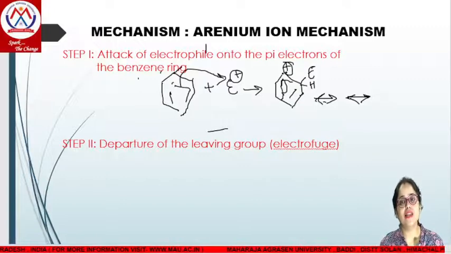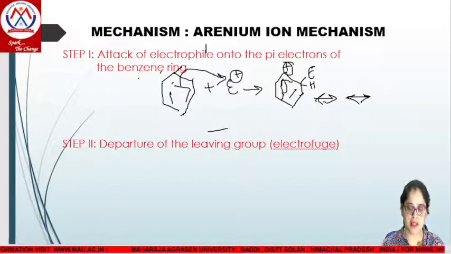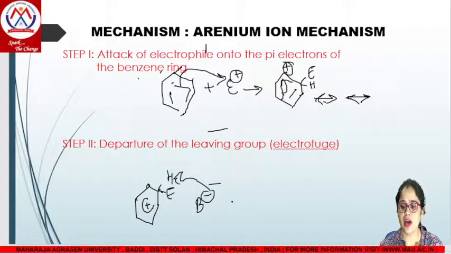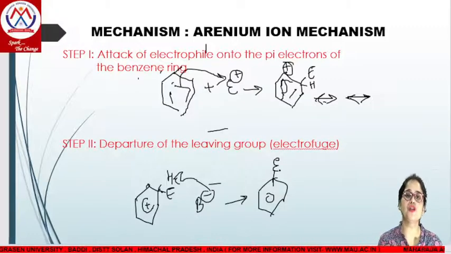And then in the second step, what is going to happen? The leaving group is going to depart. So the leaving group here is hydrogen. So hydrogen atom is going to depart in the next step. So if we have to understand how this is happening, this is the system, right? This is the way I am going to represent this sigma complex. So whatever base will be there in this system, that is going to abstract this hydrogen, and we are going to get the product where electrophile has taken the position of hydrogen, right?